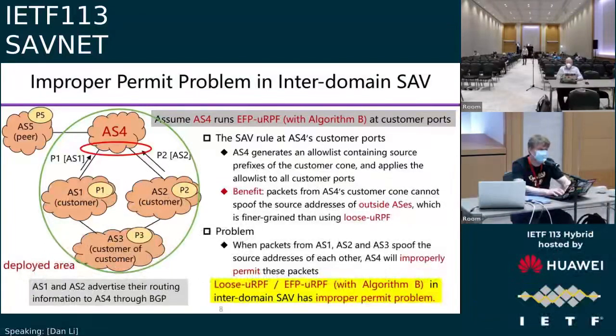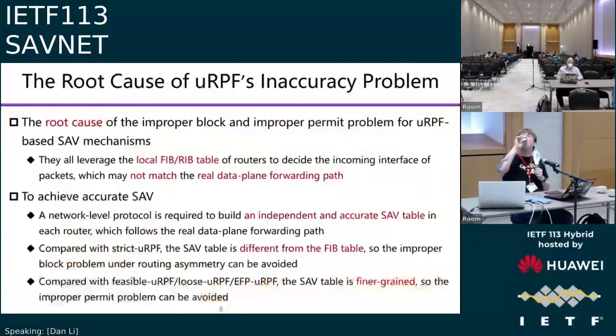Okay, now we can observe that there is another problem. That is, when the packets from S1 and S2 spoof the source addresses of each other, S4 will improperly permit these packets because S4 has no capability to distinguish the packets from its customer ASs. Generally, we can conclude that loose URPF or EFP URPF with algorithm B in inter-domain sieve may lead to improper permit problem. Okay, so we find that there are improper permit or improper block problems for both intra-domain network and inter-domain network by using existing URPF-based technologies.